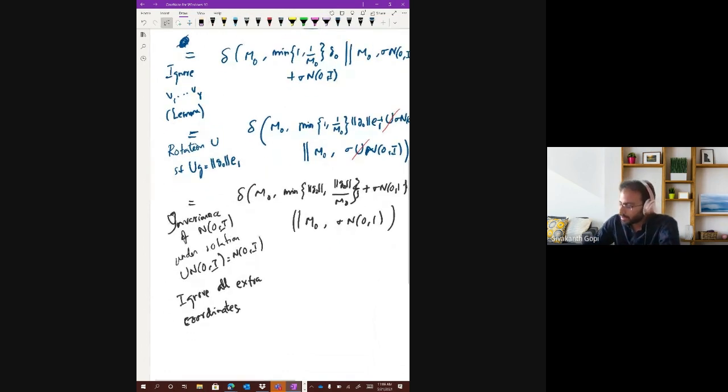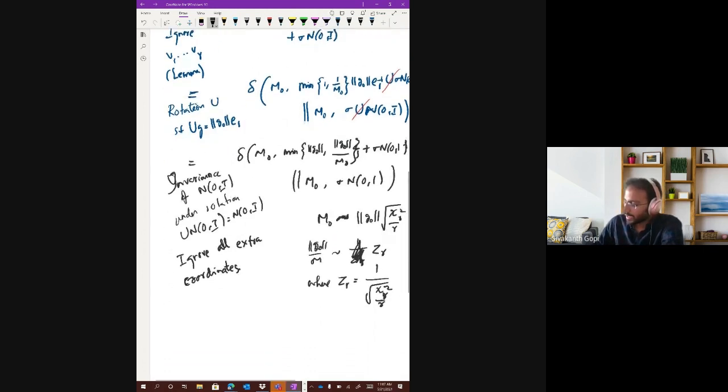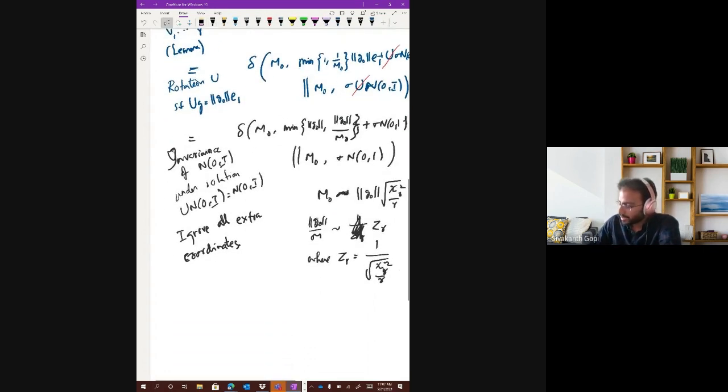Okay, and so what is M0? We've seen that the distribution of M0 is norm of G0 times square root of chi square R by R. So 1 by M0, or norm of G by M0, behaves like 1 by ZR, where I define the ZR random variable to be the inverse of this. Okay, so let me just do one last step.